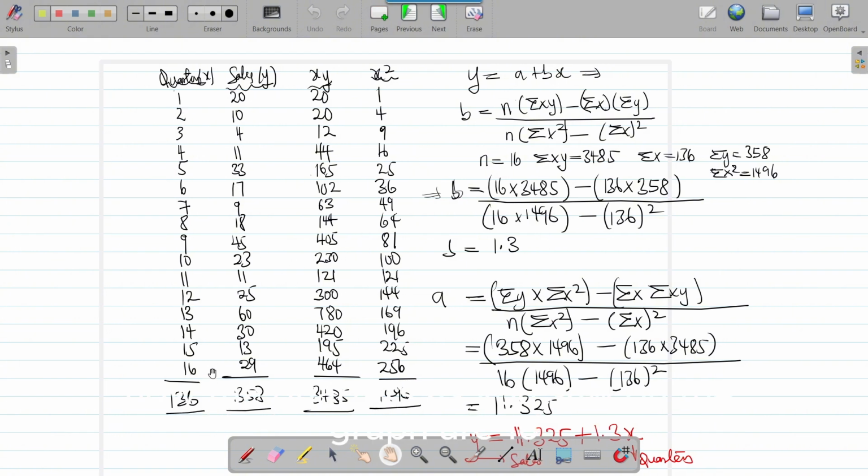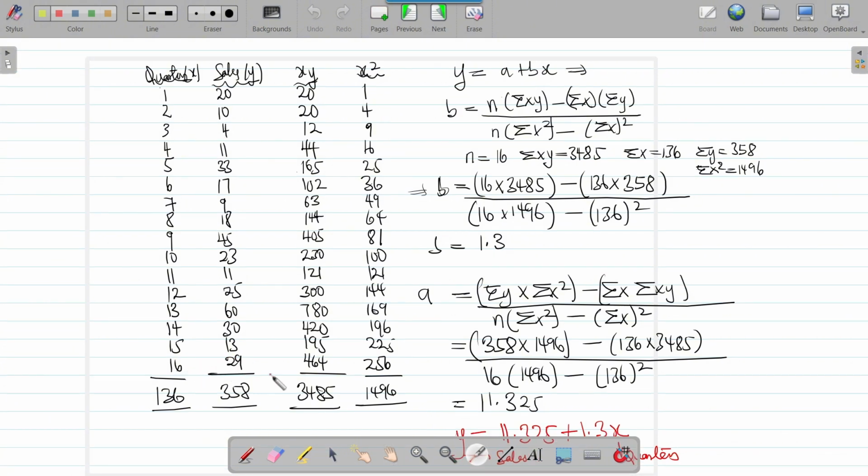Now, the quarters are 16. The Y represents the chocolates that were sold during the 16 quarters. Now, the XY simply means the quarters multiplied by the sales. So 1 times 20, 2 times 10, 3 times 4, 4 times 16 times 29 will give us 464.